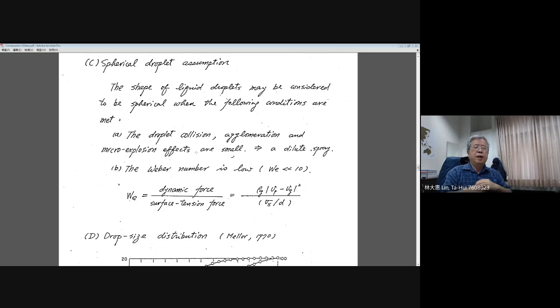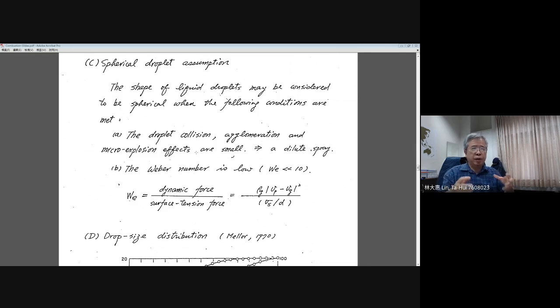Definitely, when you move away from the tip of the injector to the far downstream, you have more air coming in by entrainment to mix with the droplets. In this region, you can treat it as a dilute spray.